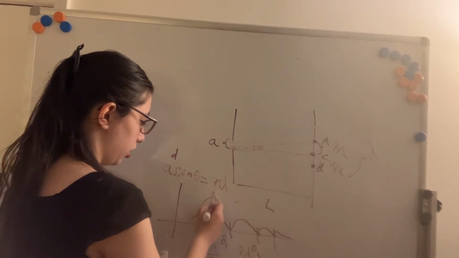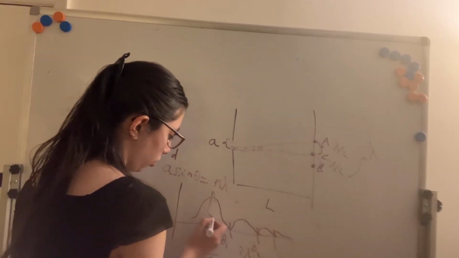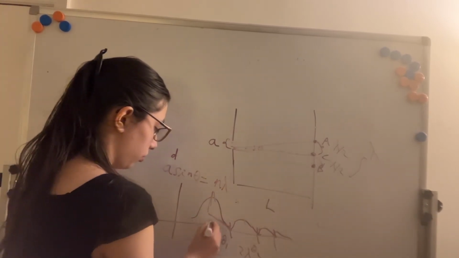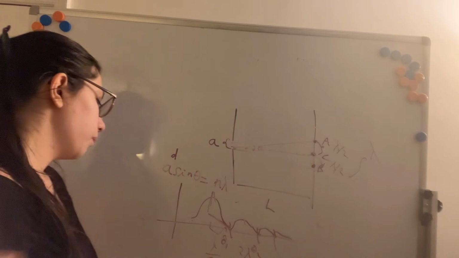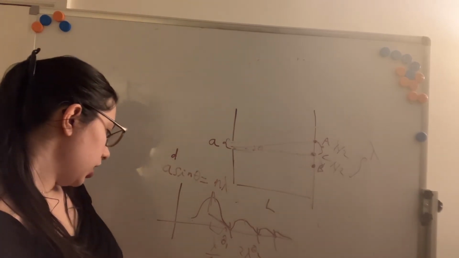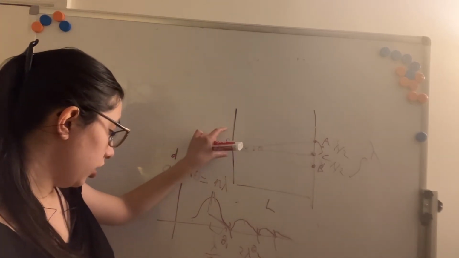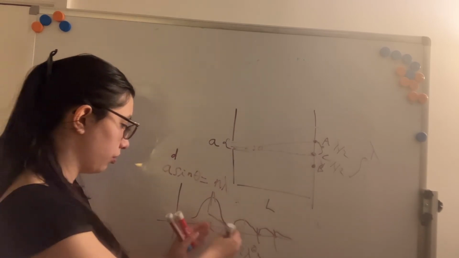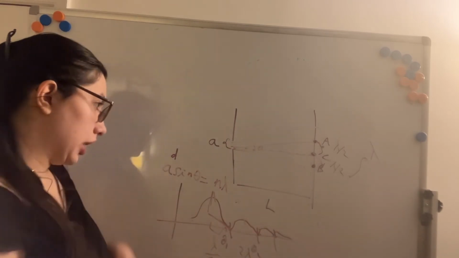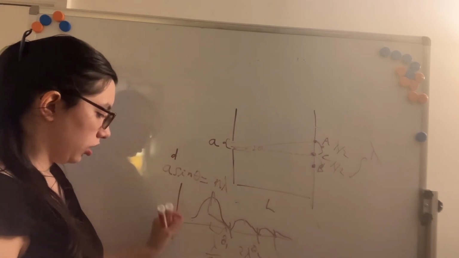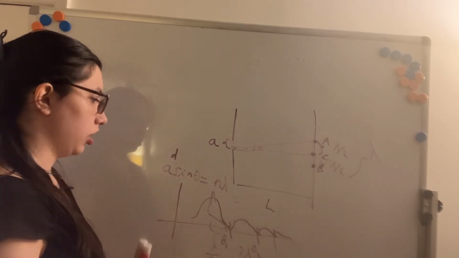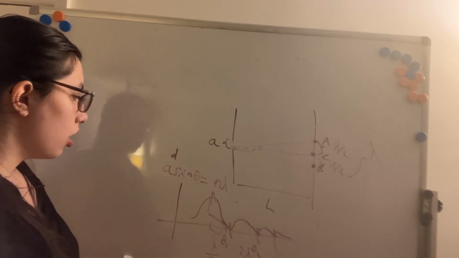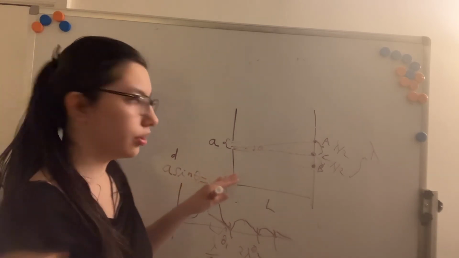Also, you can know this width here. So if we increase the opening, the aperture, this width would be decreased. If we decrease the aperture, the width would be increased. So this is for a single slit.